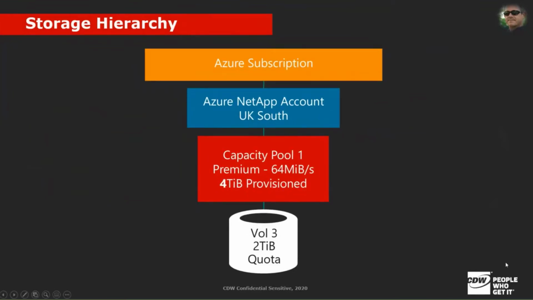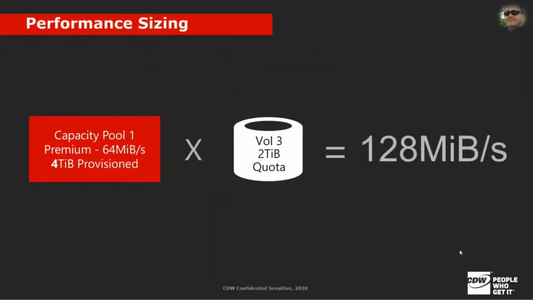So in this example here, we've got a NetApp account with a capacity pool at the premium storage tier, which gives you 64 megabytes per second of throughput per terabyte. Interestingly, you have to provision a minimum of 4 terabytes as the service is at the minute. And in this example, we have a 2 terabyte volume, which should give us performance, which will be on the next slide. So your capacity pool, which is a premium tier, 64 megabytes per second with a 2 terabyte volume, will give you, or should realize, a performance of 128 megabytes per second on that volume within that capacity pool.